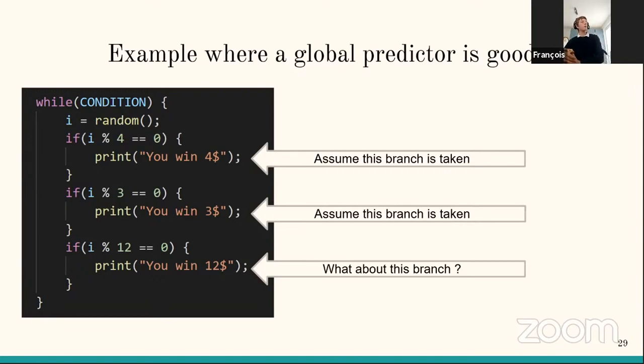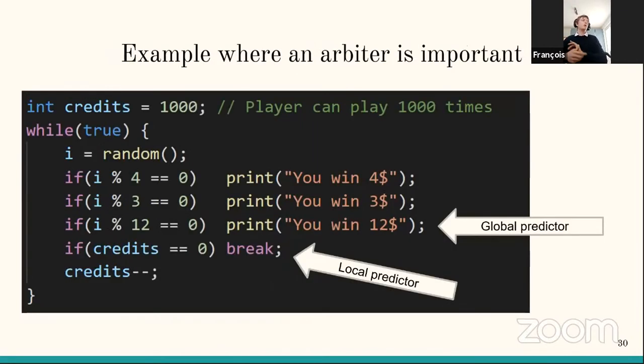So in this case, a global predictor is good. Then we will see another example. Here again, we have a small lottery game. And in this example, an arbiter is very good because we know that if credit equals zero, then in this case the local predictor is very good. But for the third branch, the global predictor is good.